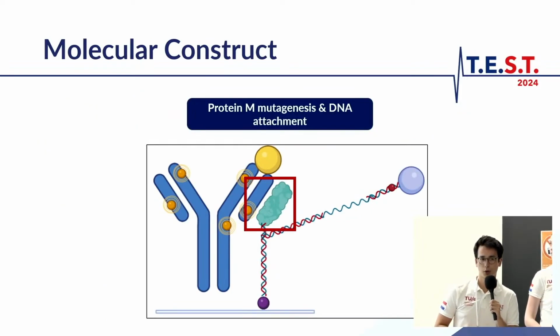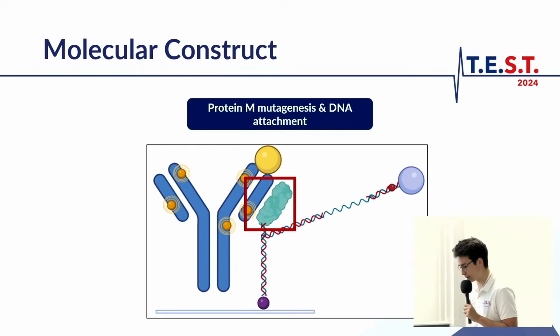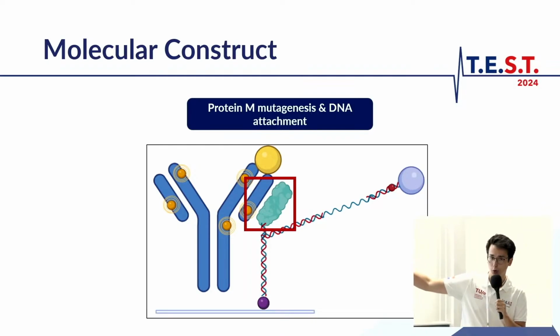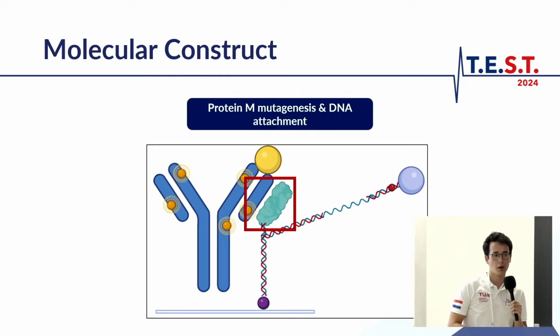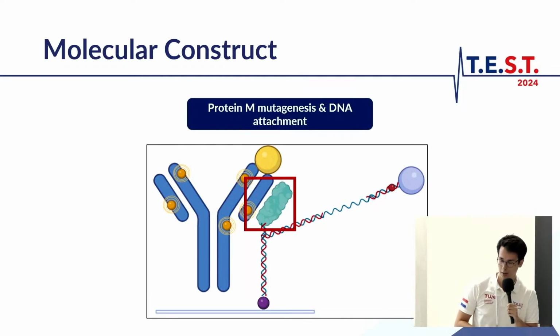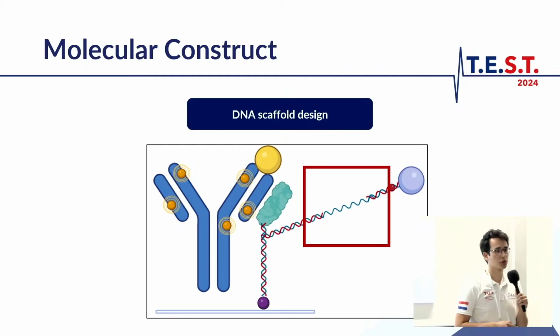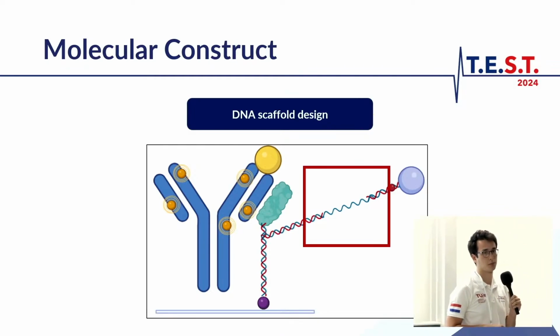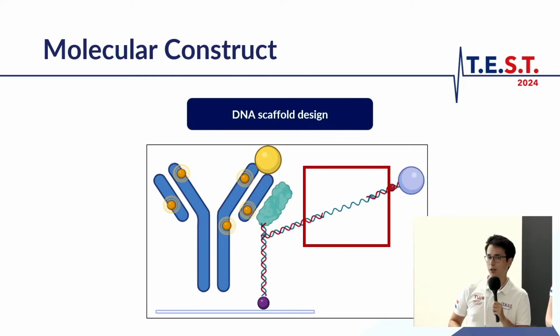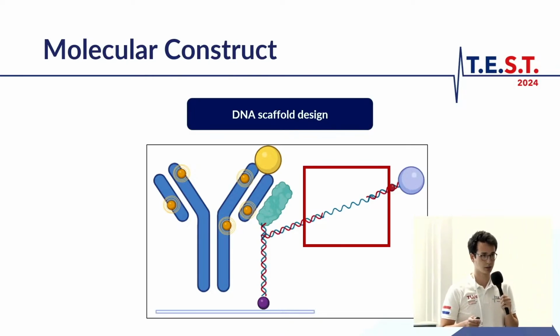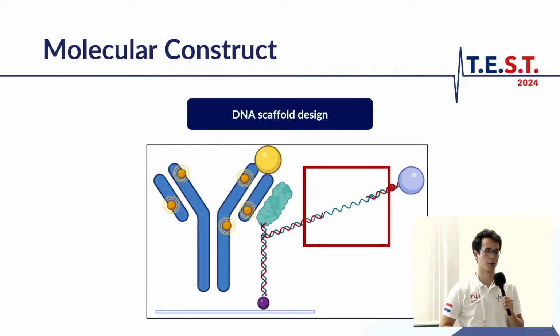But what are the specifics of our molecular construct? We've used the newly discovered protein M, which attaches itself to the Fab fragment of the antibody. And our team has done mutagenesis on protein M in order for it to attach DNA. And then we have the DNA scaffold. It includes both single and double-strand DNA. It has been fully designed by our team, and it's designed in such a way that there is a good balance between stability, but also flexibility, so that the switch can open, but also close.